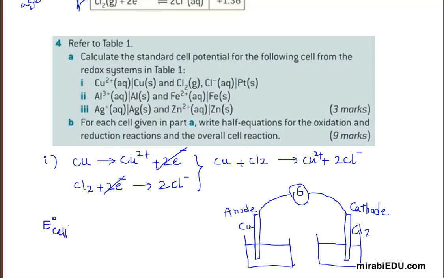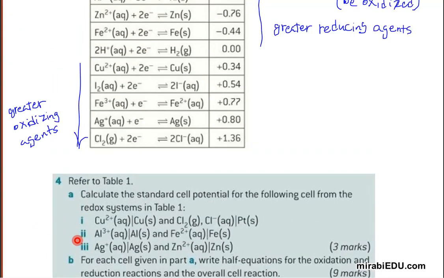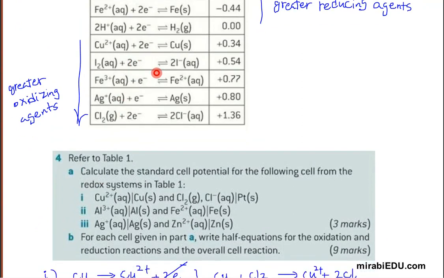E naught of cell is calculated like this: E naught of cathode minus E naught of anode. The only thing that matters in the calculation of E naught of cell is the difference in potential, but the difference must be something positive. The potential difference of a cell cannot be a negative number. So we need to calculate this difference.